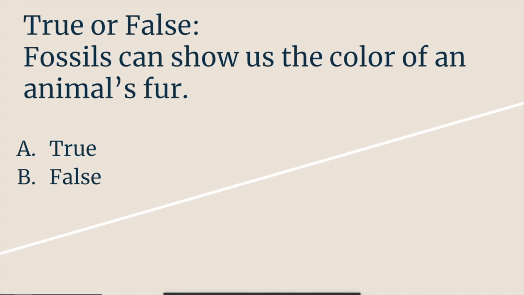Now, true or false? If these fossils are imprints, can they show us the color of an animal's fur? True or false? If you said false, that is correct. While fossils can tell us a lot about our Earth's past, it only shows us the outline and the shape of the imprint. It does not include many details like the color of the fur or the color of a plant. It just has the shape of the organism.